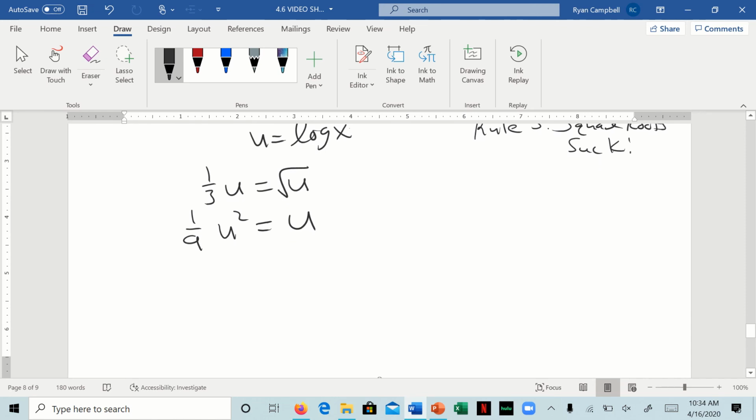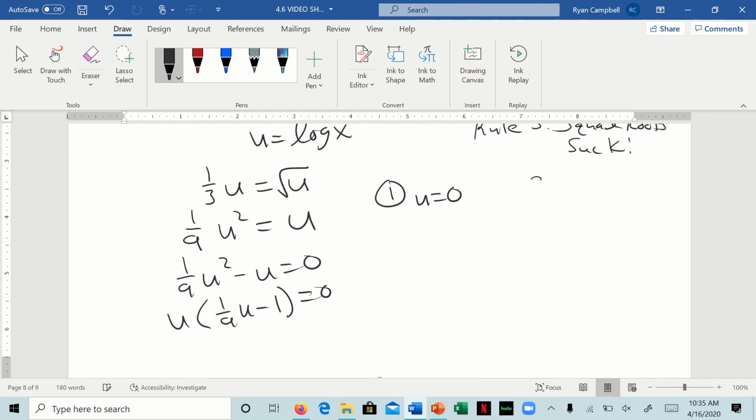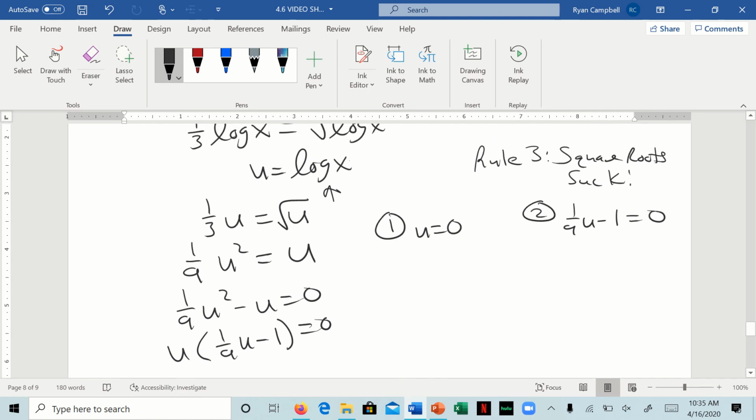All right, so how would you solve a problem like this? Hopefully, you know we can't just divide by u because u could equal 0, right? So we can subtract u, giving 1/9 u squared minus u equals 0. And then we can see that you can take out a u, right? Well, now we have two equations. So either u equals 0, which is why we couldn't divide, because it could equal 0, or 1/9 u minus 1 equals 0. And since we said that u was log of x, we can just substitute that in, right? Log of x equals 0. 1/9 log of x minus 1 equals 0.